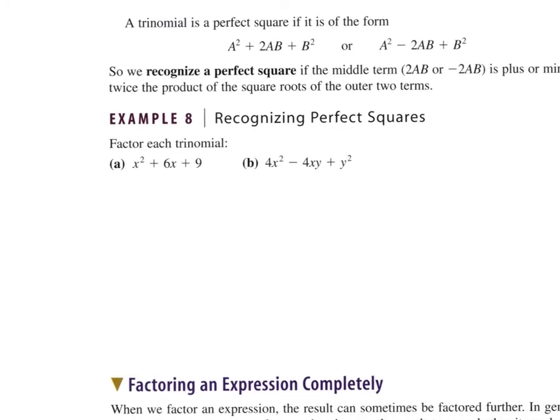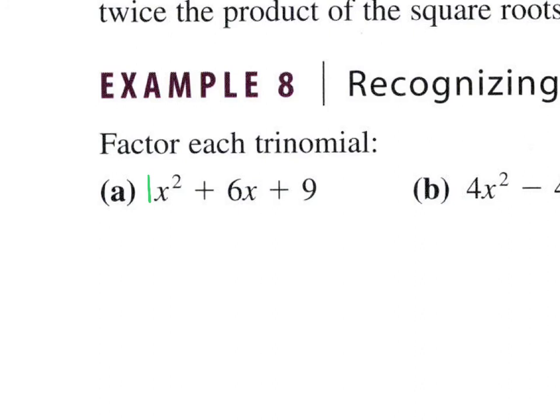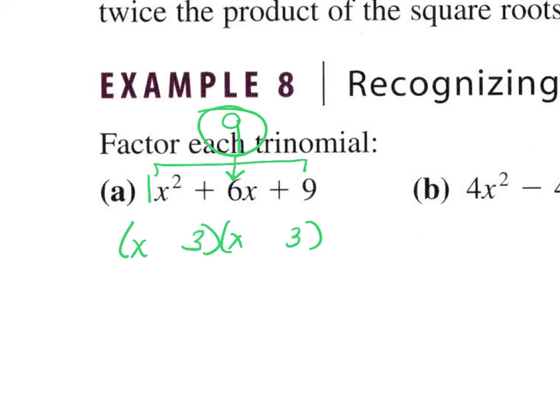This is different from what we just did because how many terms do you see? 3. You don't have to recognize this pattern. You can factor this like normal. If I say that a is 1, let's factor this. 1 times 9 is 9. What are the factors of 9 that multiply to give me 9 but add to give me 6? 3 and 3. What are the signs? Positive, positive, good. Because this is positive and this is positive.